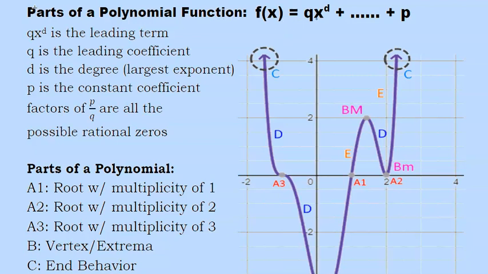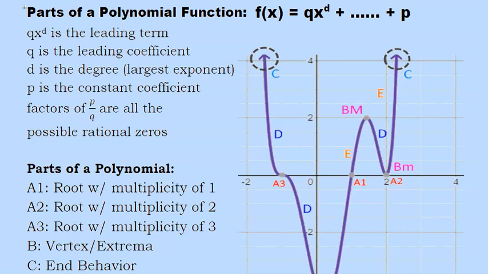We have f of x equals q x to the d power plus all the way until we get our constant p. We said q x to the d is the leading term. Q is the leading coefficient. D is the degree. It's the largest exponent in the function. And then P is the constant coefficient. Factors of P over Q are all the possible rational zeros.